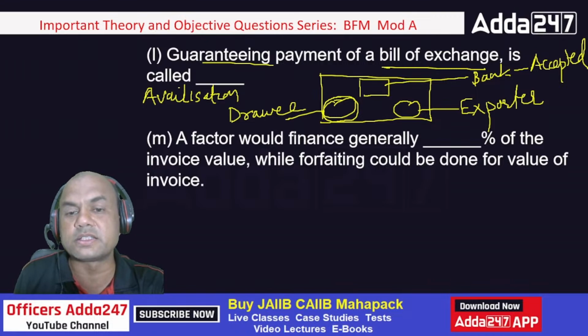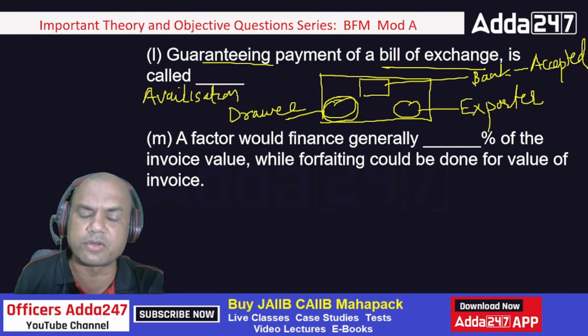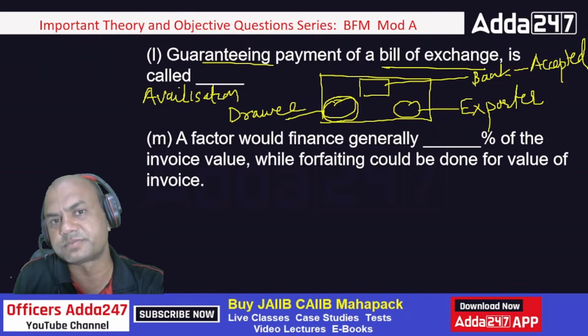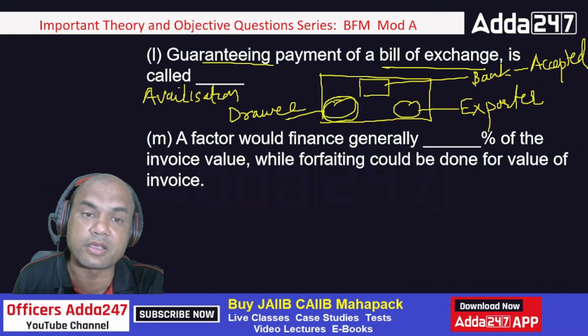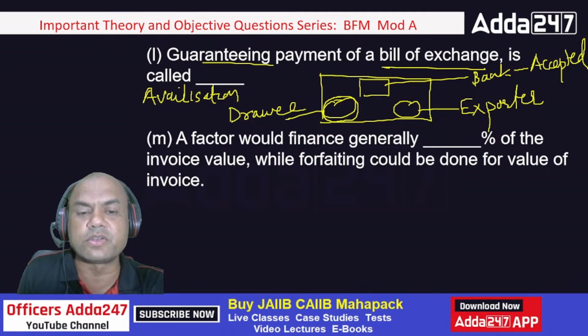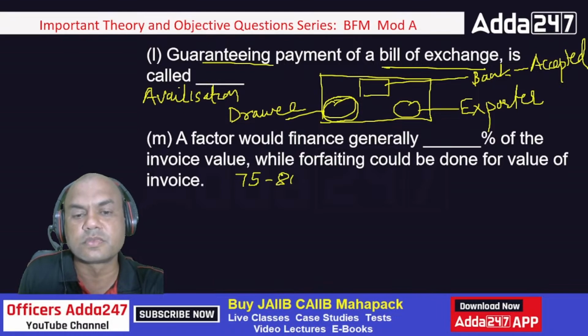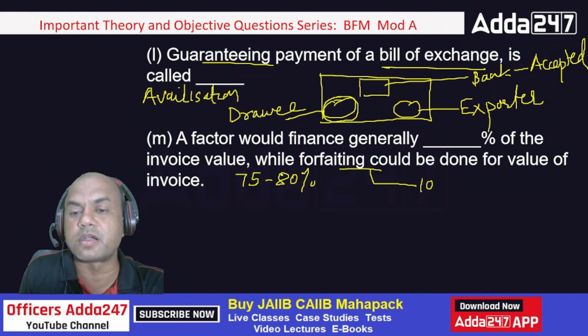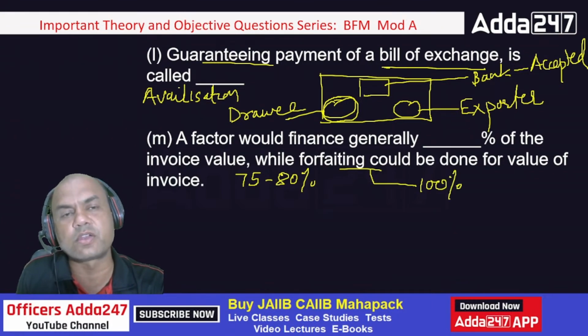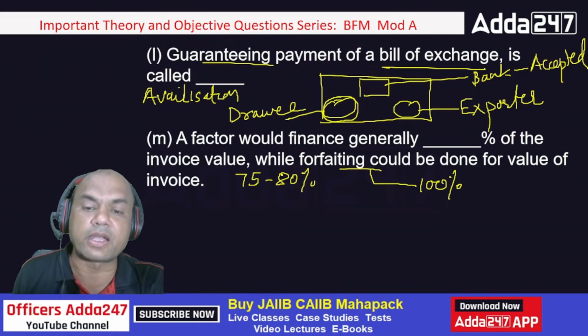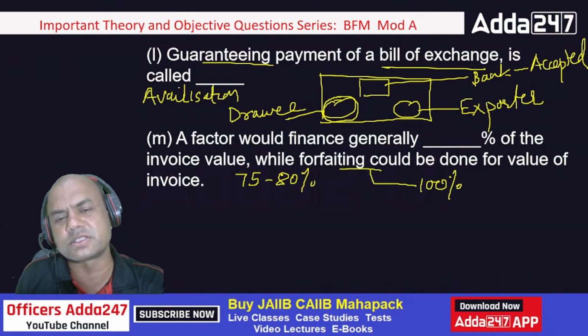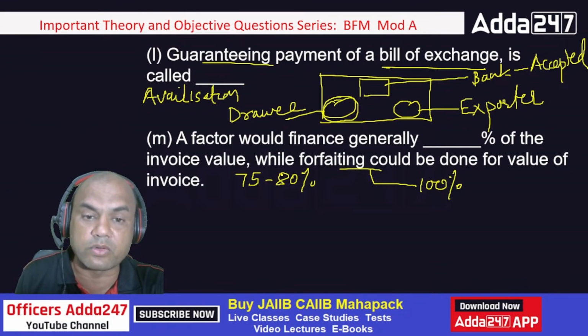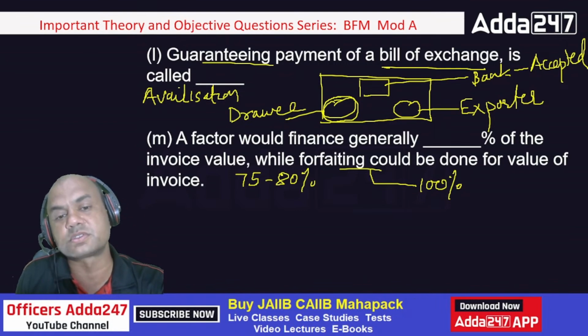A factor would finance generally -% of the invoice value, while forfeiting can be done for the full value. Okay. So this factor means what? Factoring. So factoring will finance how much percentage? Now this is something, that's why I said this is a huge topic. Factoring is generally done for 75 to 80%. And forfaiting is done for 100%. Always 100. That is one of the main differences of factoring and forfaiting. There are many other differences. In factoring, it is with or without recourse. And in forfaiting, it is strictly without recourse.